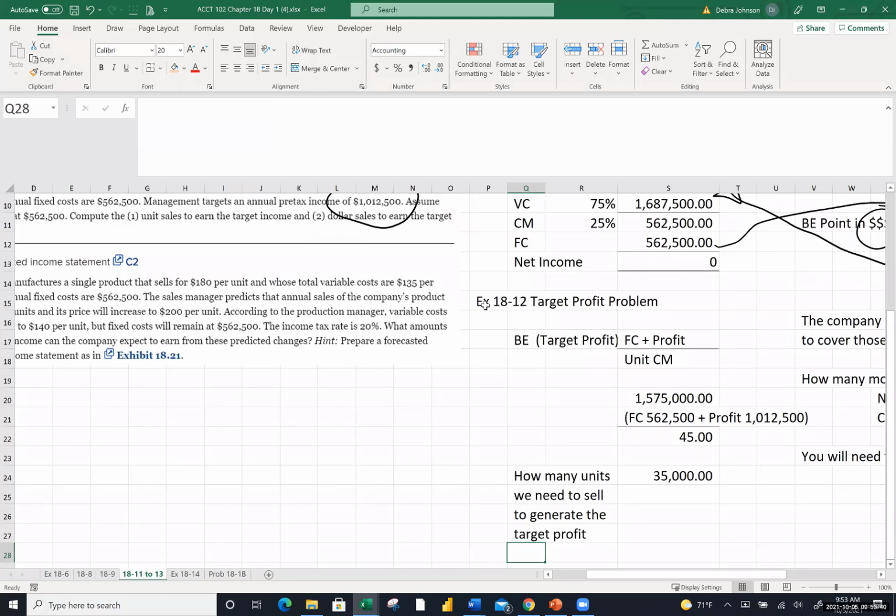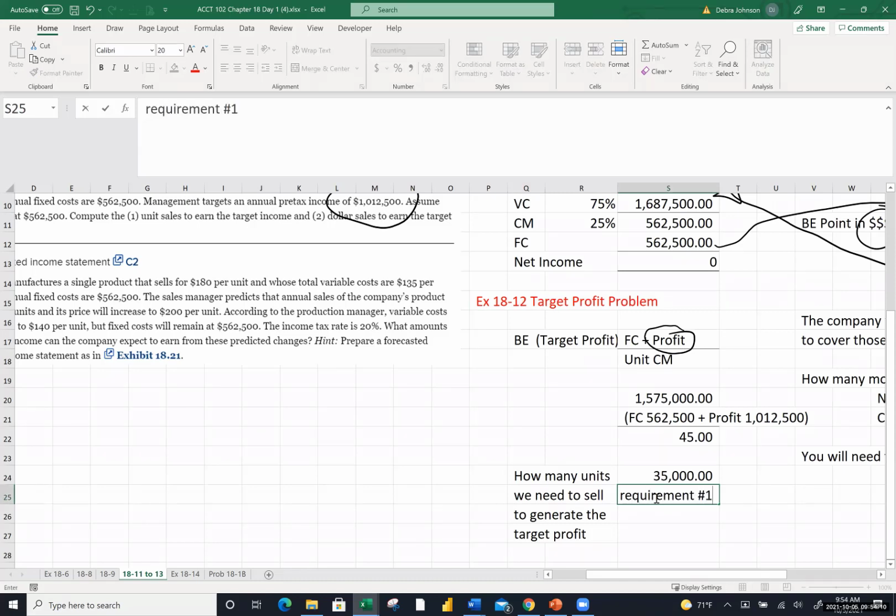So this is 18-12. It is a tweaked break-even application. We don't want to break even anymore. The new part here is the profit component. So we added it to the top, or the numerator. We need to sell 35,000 units to generate that 1,012,500 in profit. So that's the answer to requirement one.